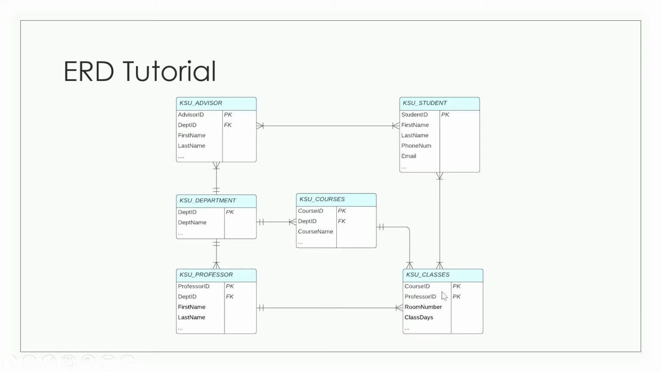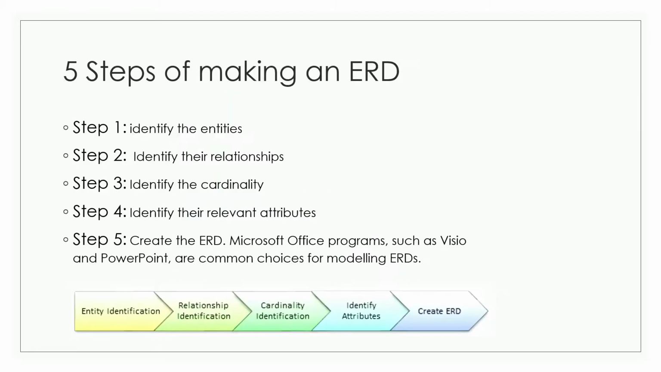And for example, you can also see in our KSU classes, we created a composite primary key because we can't use just the course ID, because there might be many class sections, and we can't just use the professor ID, as the professor might teach many different distinct classes. So by combining the course ID and the professor ID, we can create a composite key that very easily identifies each unique class section. And finally, we need to create the ERD.